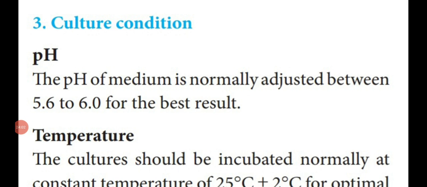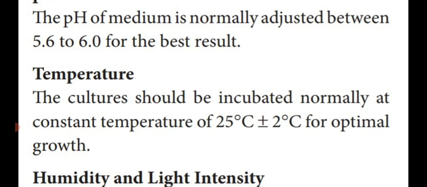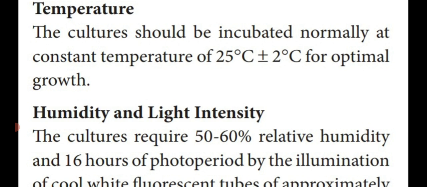Dear students, up to this we have seen 2 techniques. One is sterilization, second is media preparation, then third is culture condition. Culture condition means the culture medium requires certain temperature, humidity, pH value and light intensity. pH 5.6 to 6.0 is the pH required for the plant tissue culture process. Then the temperature of 25 degrees Celsius plus or minus 2 degrees Celsius is the optimum temperature for the plant tissue culture method.